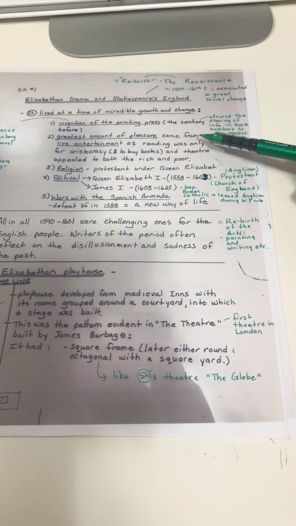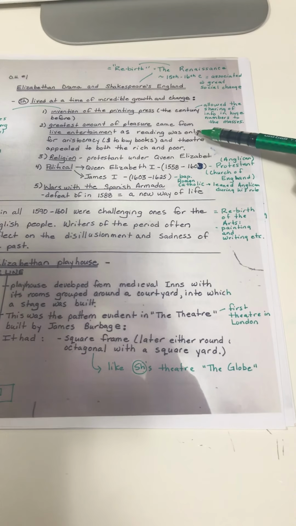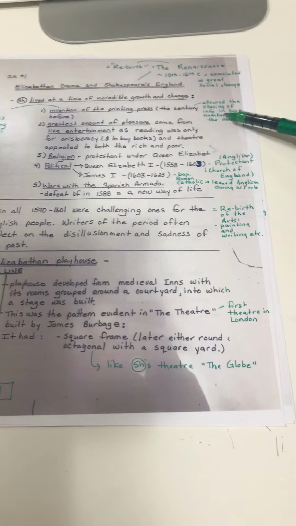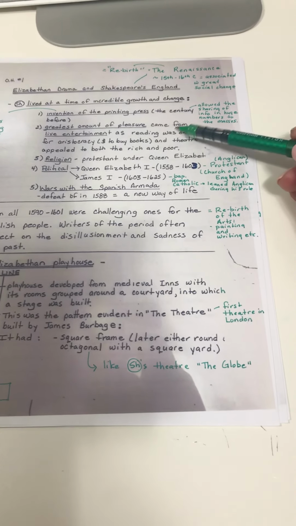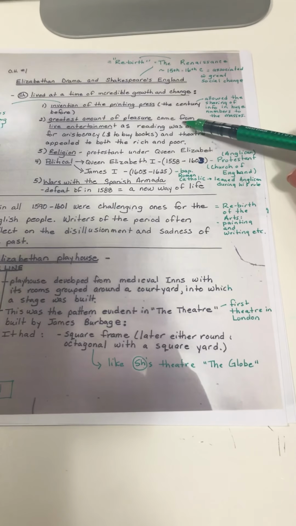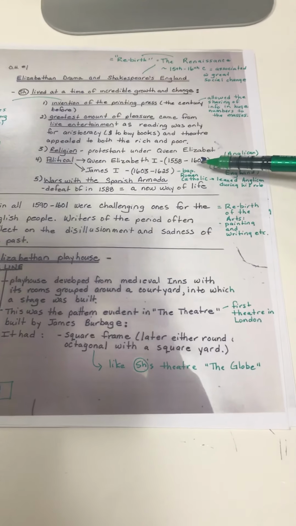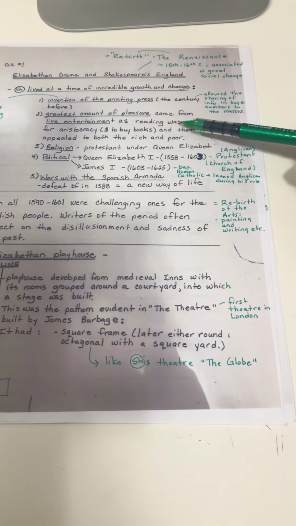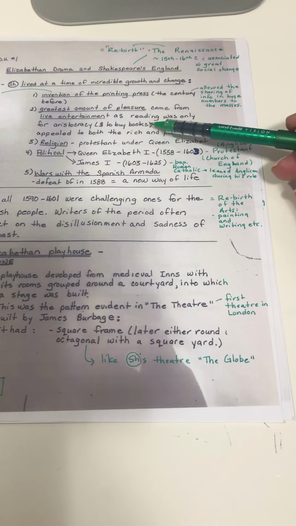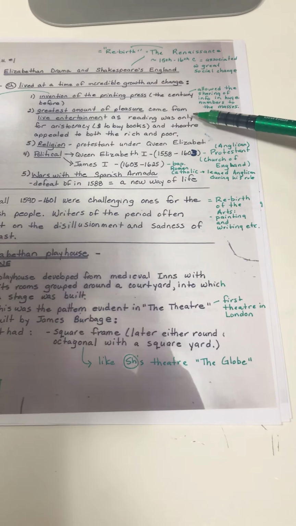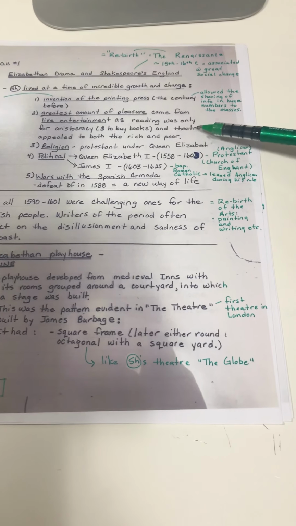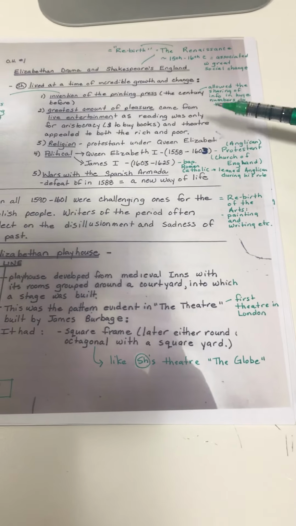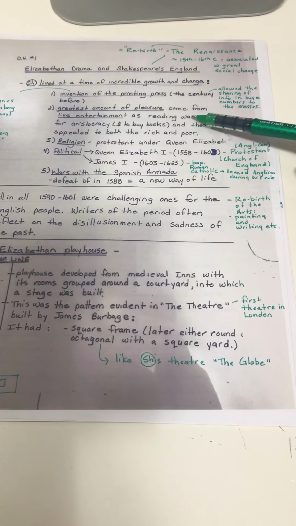Number two, at this time, the greatest amount of pleasure came from live entertainment, as reading, even though this printing press allowed for sharing of books and information in large numbers, at this stage only the aristocratic could afford this mass-produced information. And so, although it was more readily available to the masses, certainly it was only people who had money that could afford to buy the books. So the greatest amount of pleasure came from live entertainment, as reading was only for the aristocratic. Theater, therefore, appealed to both the rich and the poor. And we're going to see how this is evident in the actual structure of the theaters themselves.